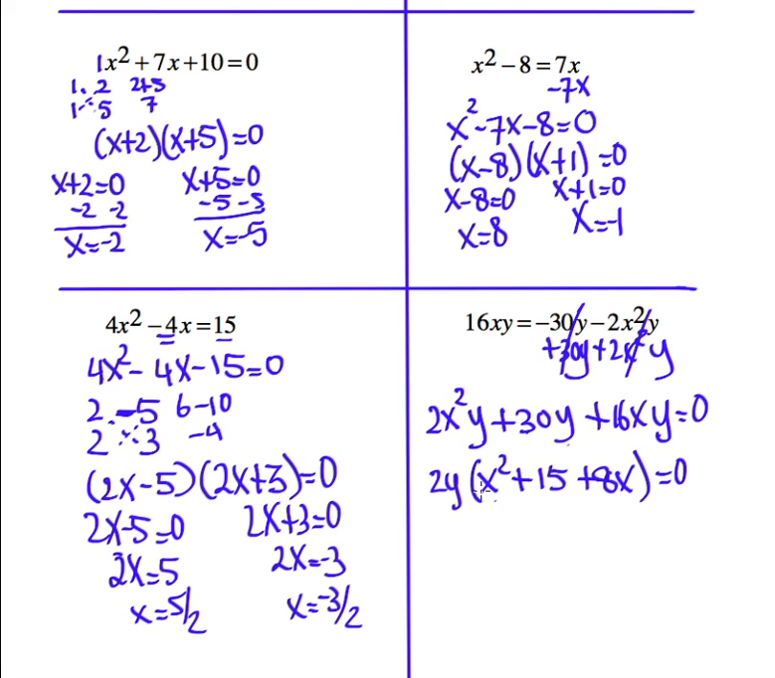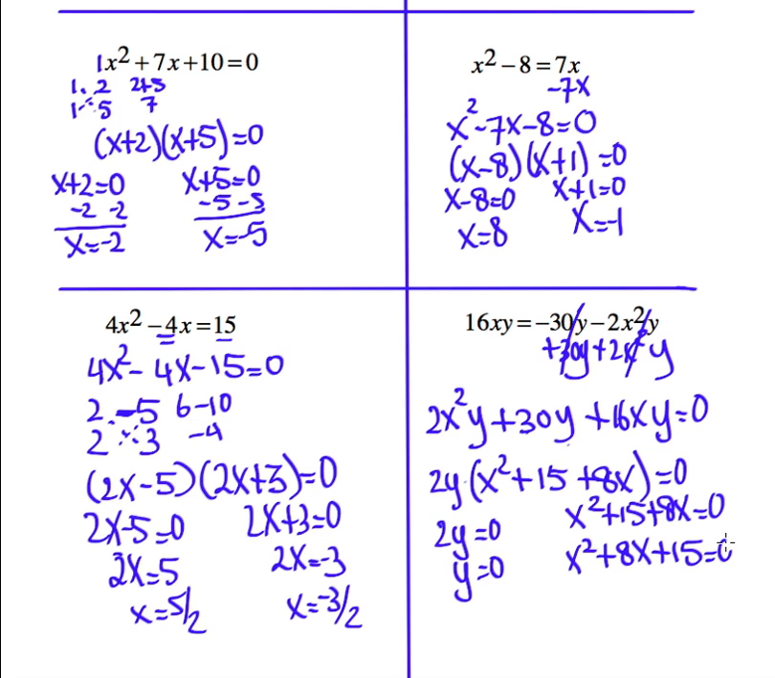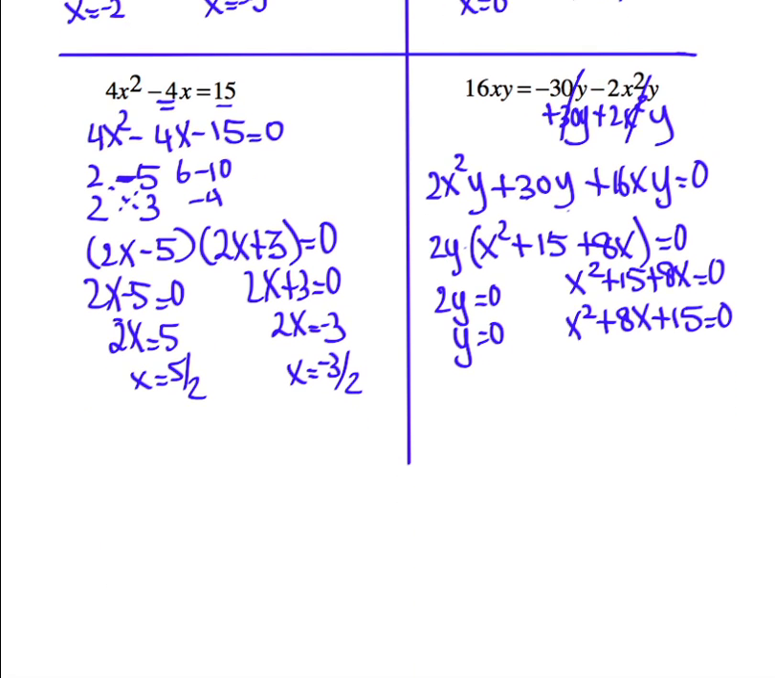Okay, that's a product. So that means that either 2y is 0, which occurs when y is 0, or x squared plus 15 plus 8x is equal to 0. Order is wrong. Let's put the 8x where it belongs and then see if you can factor it. So don't try to factor it out of order. That doesn't work. So I need a little more room. 8 and 15. So 15 is 5 times 3 and 5 plus 3 is 8. So the other two answers would be a negative 5 and a negative 3.